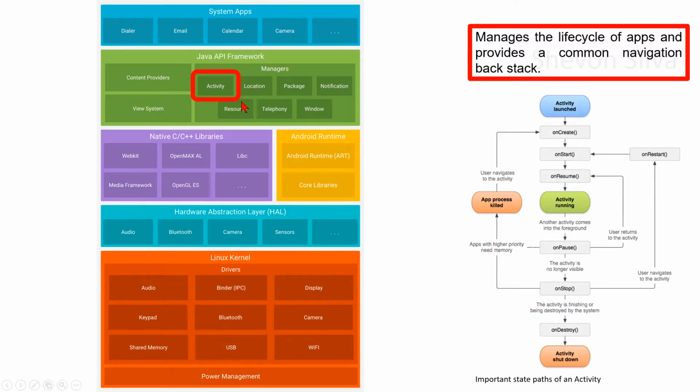Now we are focusing on activity manager. It manages the life cycle of apps and provides a common navigation backstack. In this diagram you can see important state path of an activity. The square rectangles represent callback methods you can implement to perform operation when the activity moves between status. Colored ovals are major states the activity can be in.